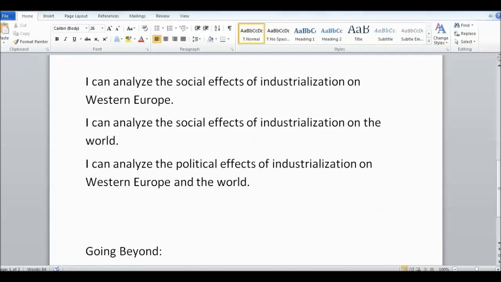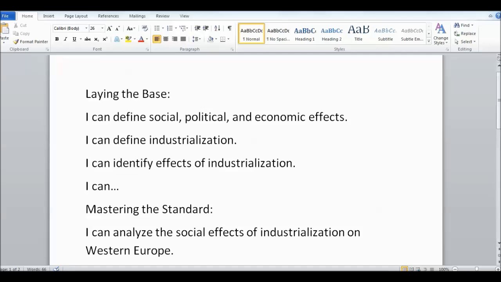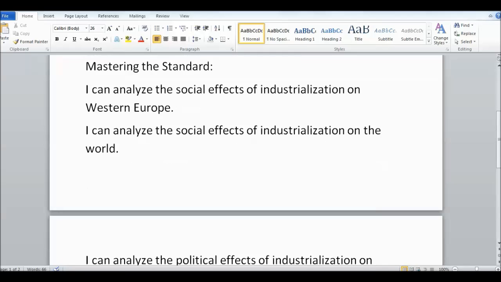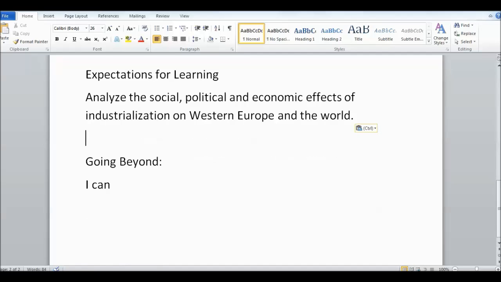And then finally, going beyond, what would a student who needs to be able to analyze the social, political, and economic effects of industrialization on Western Europe and the world, what else would they need to do, what could they do to go beyond that? A kid who can already do that might need to begin looking at current events. They might want to look at some other samples of this. They might want to do some judgment. We want to think about higher in Bloom's.